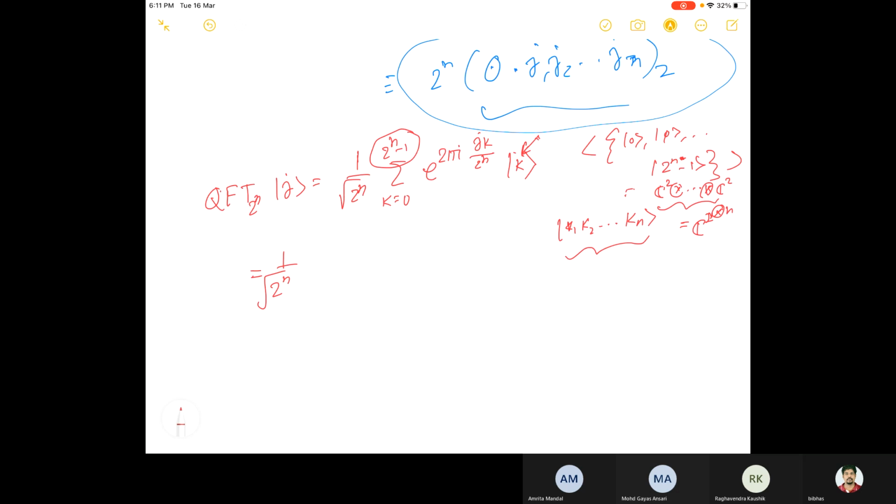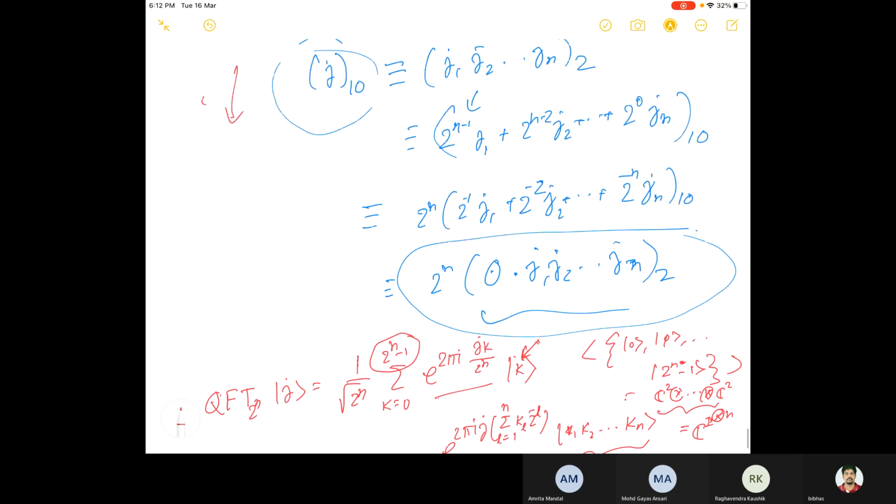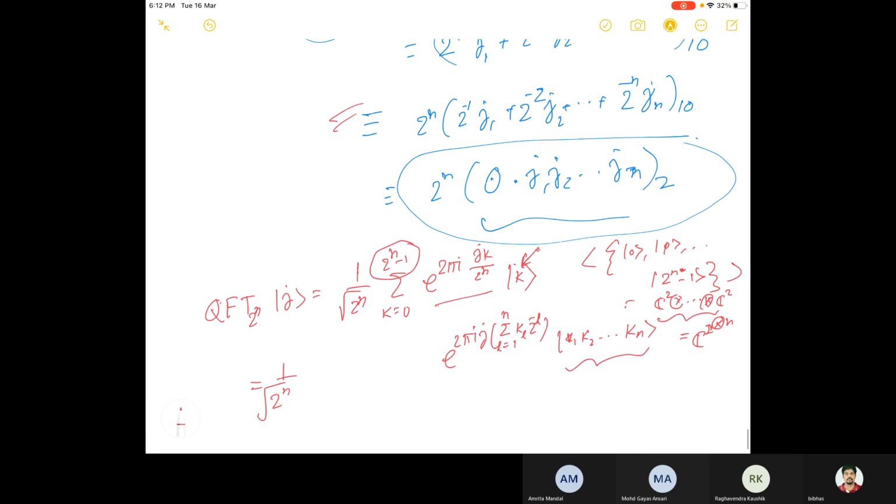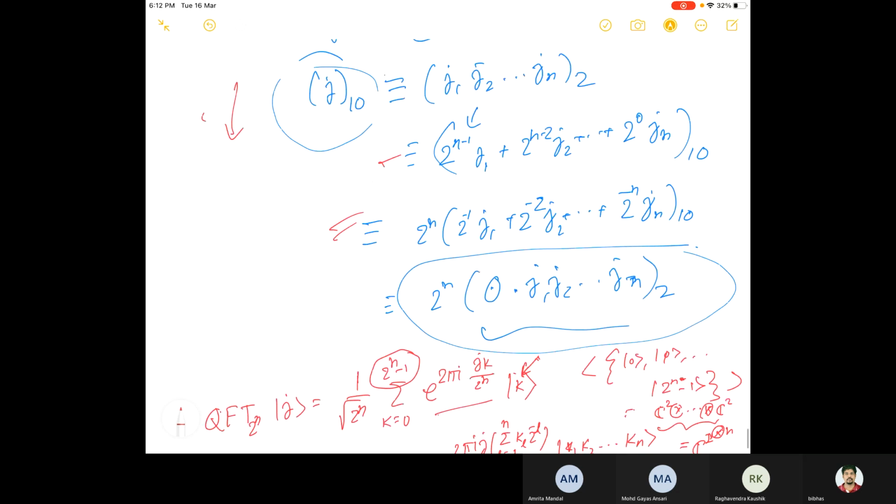This is also notation. So this k, I want to write it in terms of this n-qubit notation. Then I can convert it, because k is like k1 k2 dot dot kn. I can write it as 2 pi i j. So k can be written as the sum over l equal to 1 to n of kl 2 to the power minus l. This can always be written for any k, because of this.